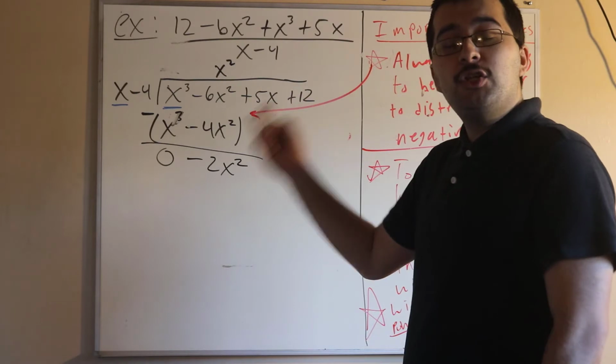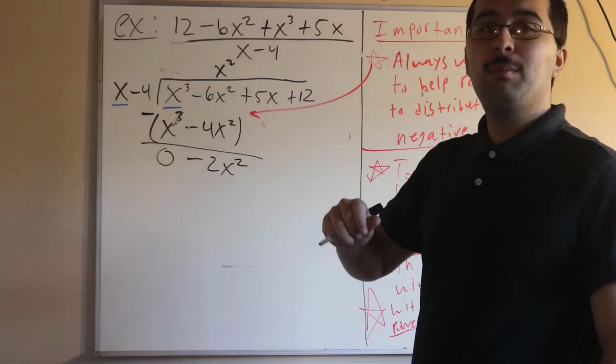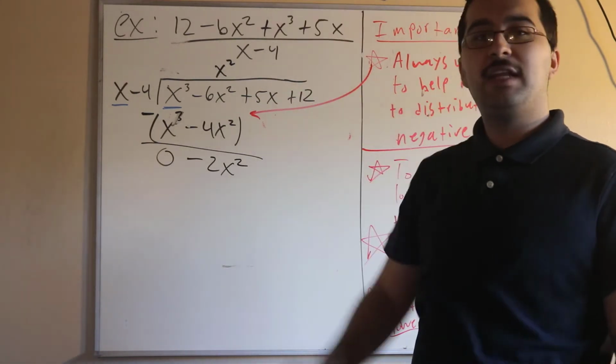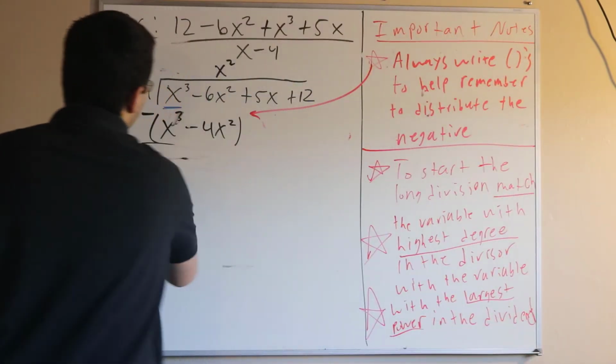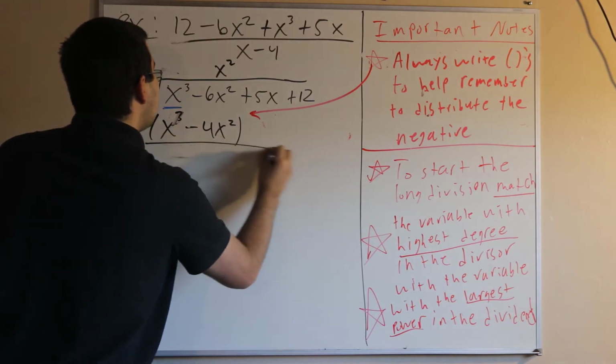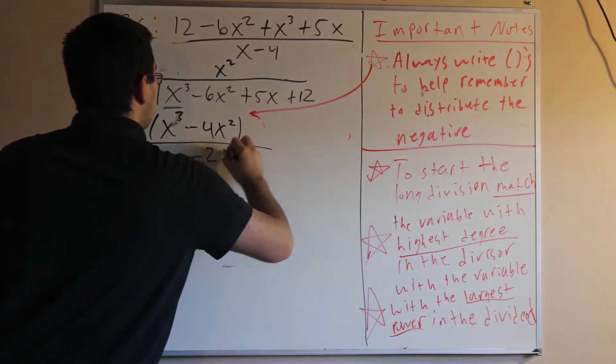Beautiful. All right. And then just like with our numbers, what do we do in numbers? After we did our subtraction, we pull down the next number. All we want to do from here is pull down, actually, I don't like that crooked line. I'm going to go ahead and fix that up. We're going to get minus 2x squared.